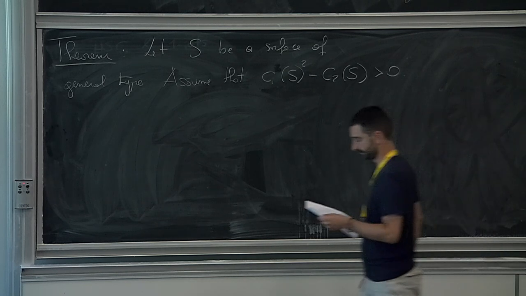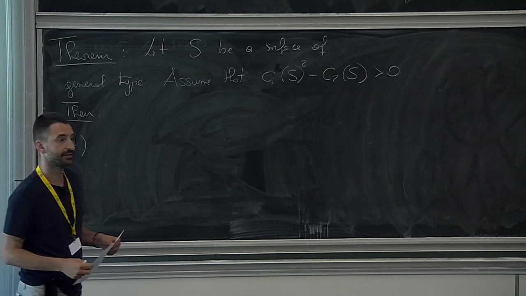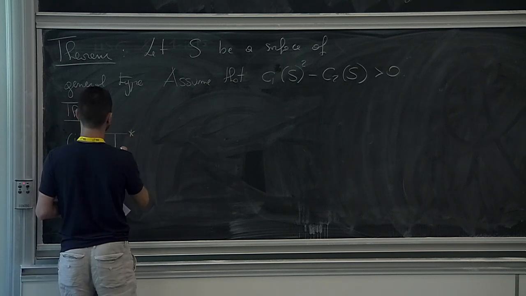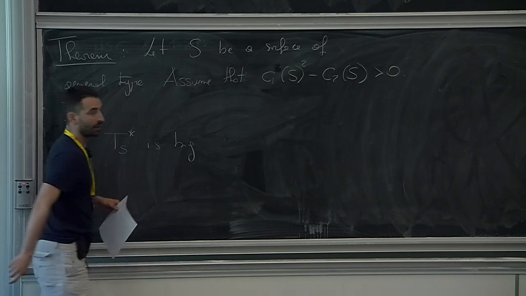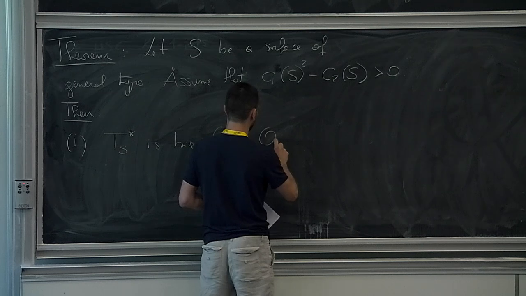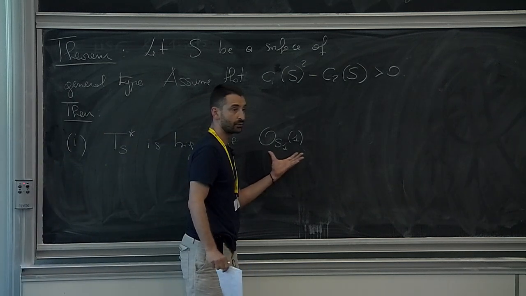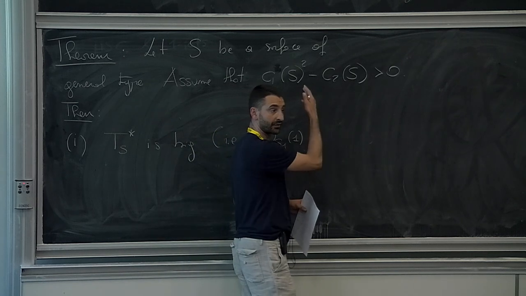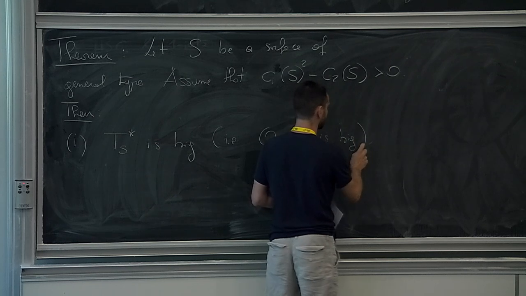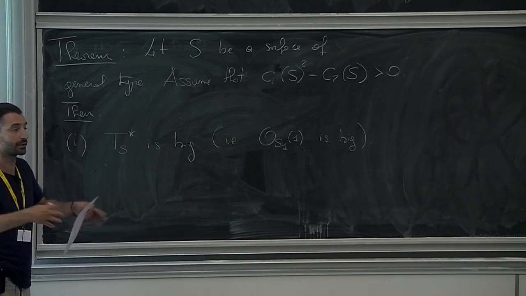Okay. Then, I split the statement in four different statements. So first one, the cotangent bundle of S is big. So meaning that you look at O_{P(TS)}(1), you projectivize TS, lines in TS, you look at this guy here, and this is a line bundle on something which is one dimension more, it's three dimensional, okay, and you require that this is big. So you have more positivity, not just the canonical bundle, but the cotangent bundle itself is big.